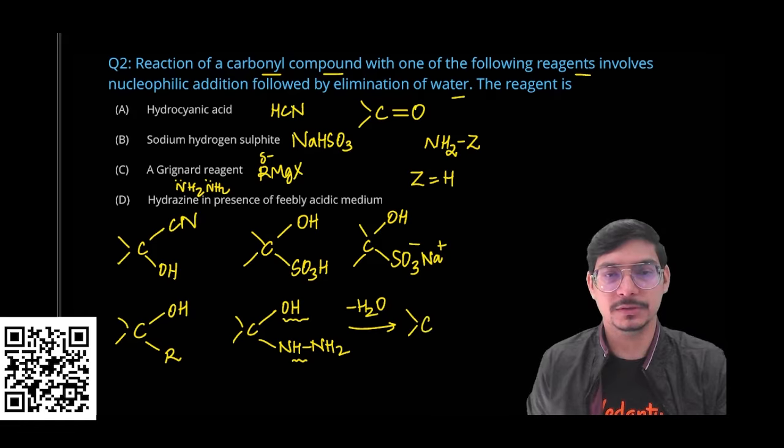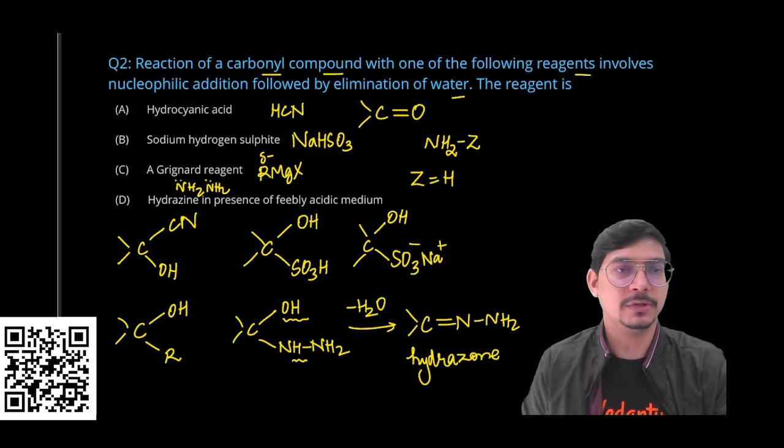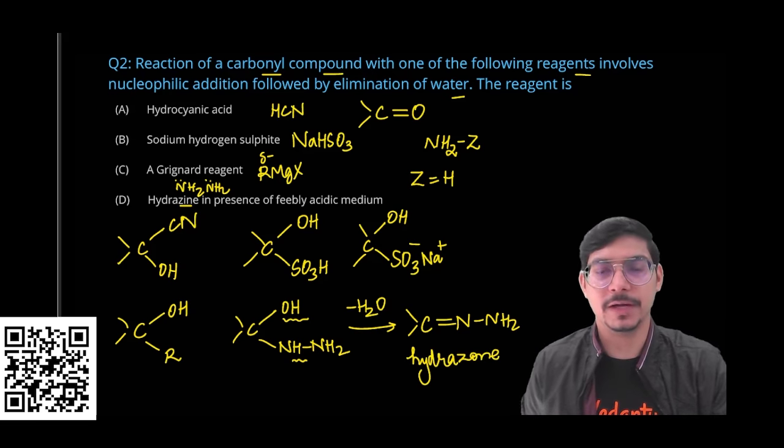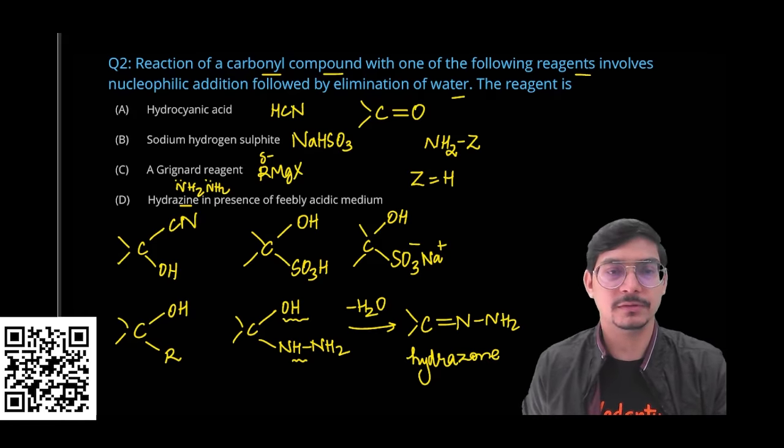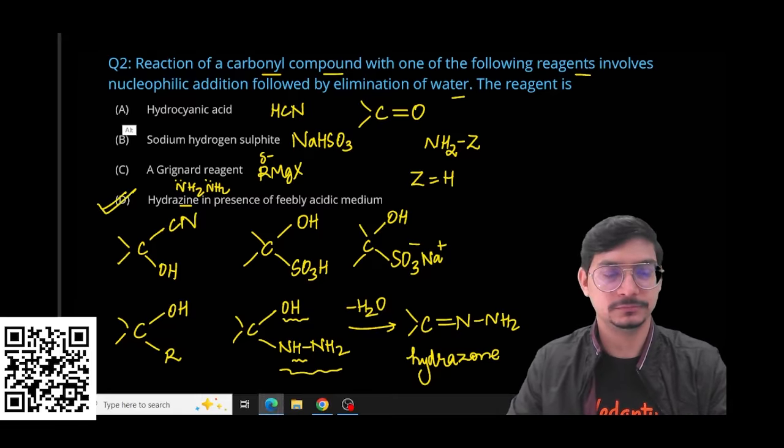So this is carbon double bond nitrogen and NH2. So what we get here is called a hydrazone. The nucleophilic addition elimination product of the reaction between hydrazine and an aldehyde or ketone is called hydrazone, which we can clearly see is a condensation product, because first a molecule of hydrazine added to the carbonyl group and then this was followed by elimination of a water molecule. So yes, the correct answer here is option D. Thank you.